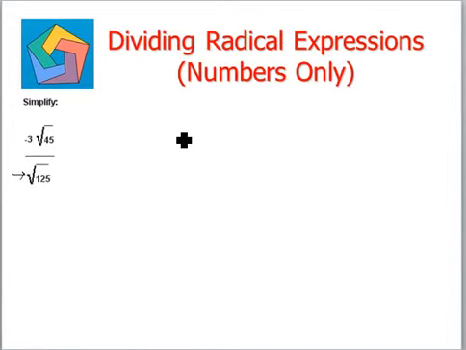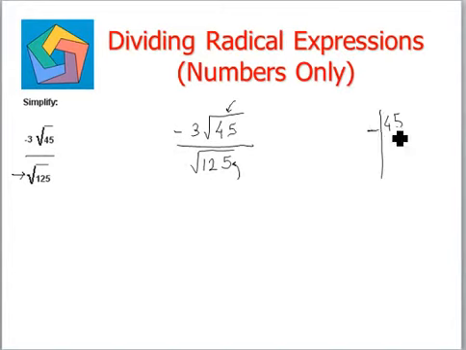So let's write down the question. Negative 3 times root of 45 divided by root of 125. Now what we'll be doing is we'll first simplify the numbers inside the radical sign, see if something can be grouped and taken out, and then simplify further. So first of all we have to factor the numbers inside. So we use the prime factorization method.